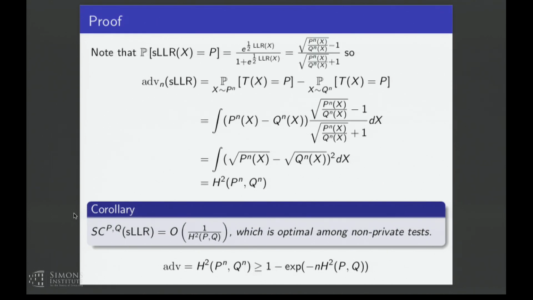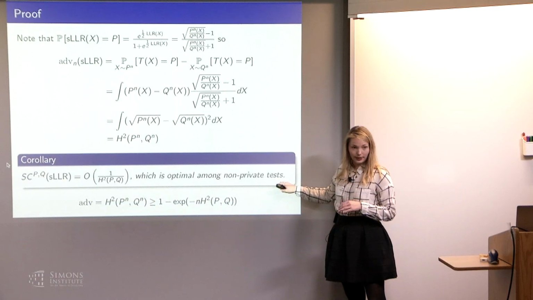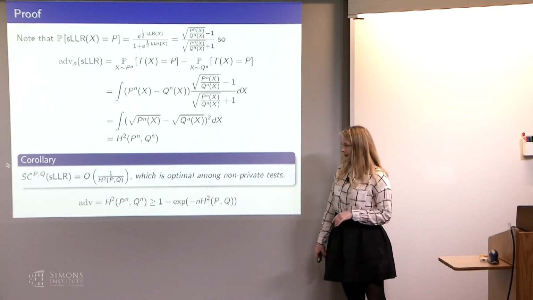So why is this important? One, it explains where the Hellinger distance comes from in this problem. But also, it says that the non-private sample complexity of this soft log likelihood test is 1 over the Hellinger distance squared of P and Q, which was our optimal sample complexity. So now we know that this randomized test actually has optimal sample complexity, even among non-private tests.